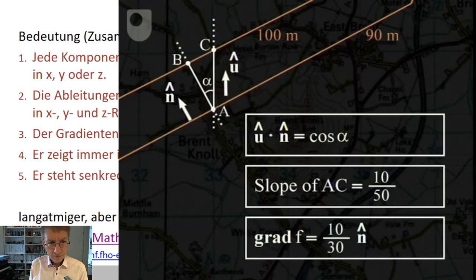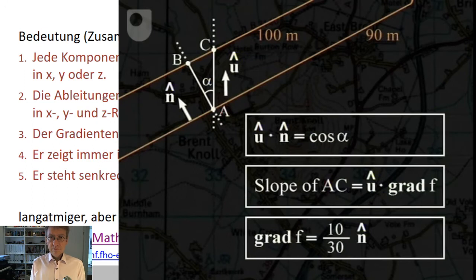Putting all this together, we get the result that the slope of the path AC is equal to u dot grad f. This is a general result, showing how the slope of any path is related to grad f. In fact, you've already seen another example of this result. The dot product of perpendicular vectors is 0, so the gradient vector must be perpendicular to the contour line at any point.